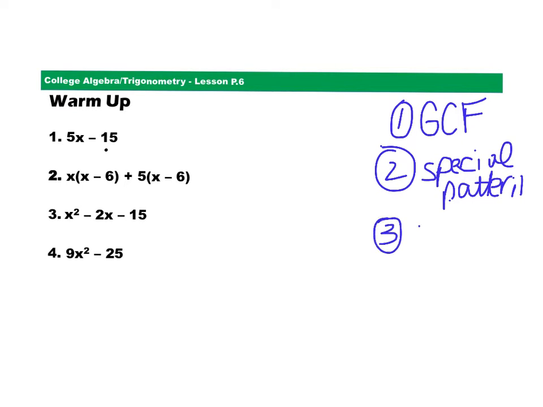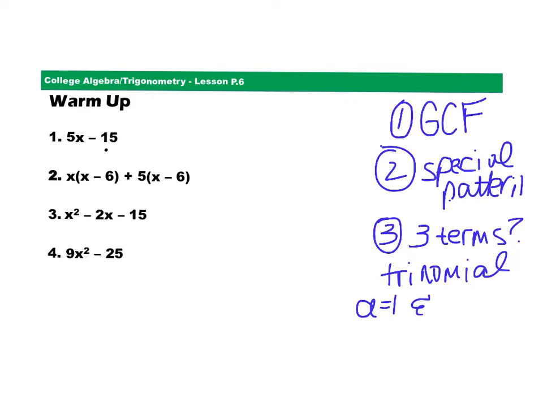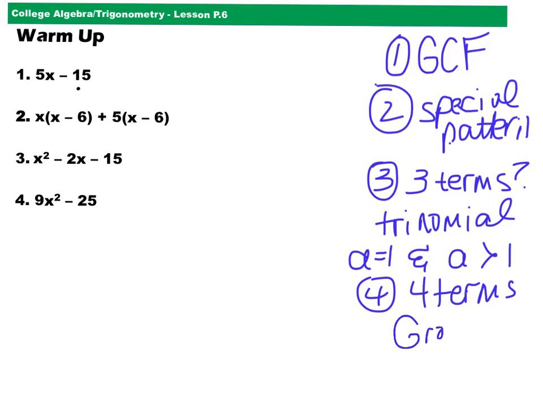Then we look and say, are there three terms? If there are three terms, that's a trinomial. We're going to have a trinomial where A is 1, and where A is greater than 1, and we'll talk about that. And the last thing on your list: are there four terms? If there are four terms, and we've already taken out the GCF, then you're going to use grouping: the first two and the second two.